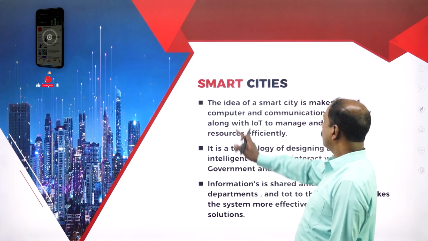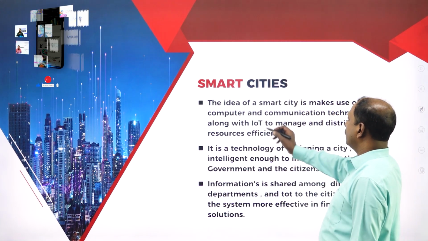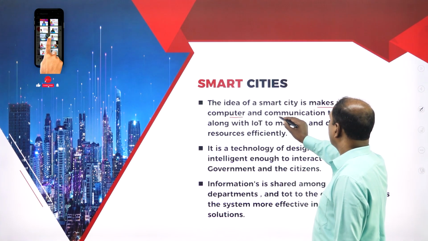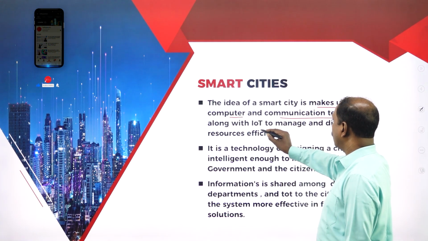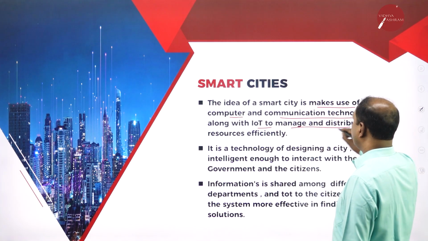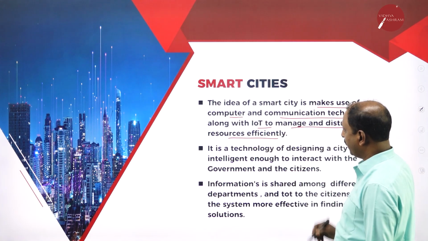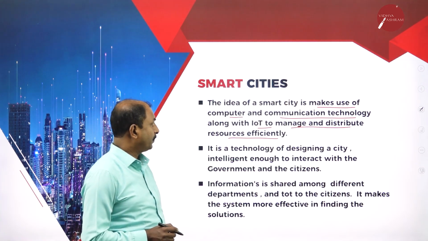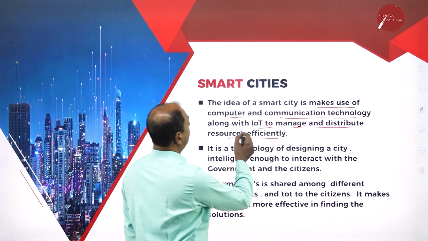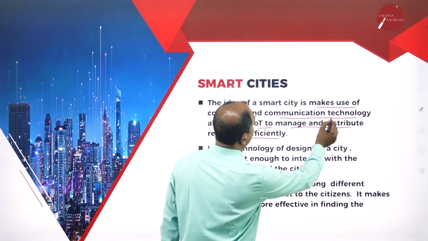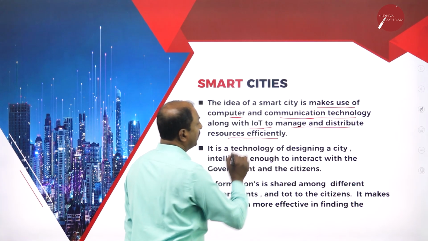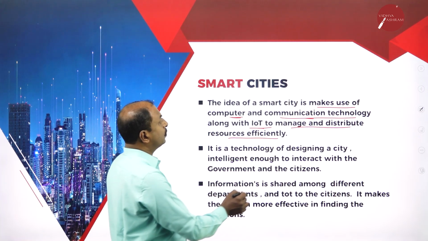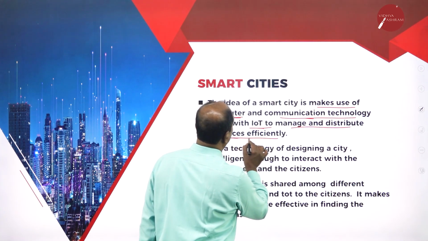Now, what is the definition of smart cities? See here, the idea of smart city is to make use of computer and communication technology along with IoT to manage and distribute resources efficiently. Now, this is the definition of what is smart city. So, what is the meaning of this? Here, it is nothing but making use of computer and communication technology through IoT. So, with the concept of IoT, Internet of Things, it is possible to manage and distribute resources efficiently.